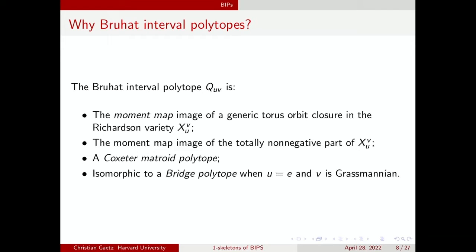So this comes up in the theory of total positivity of the flag variety and its subvarieties. You can think of it as a Coxeter matroid polytope. So for people who like matroids, I guess this is a flag matroid polytope in the case of the symmetric group.